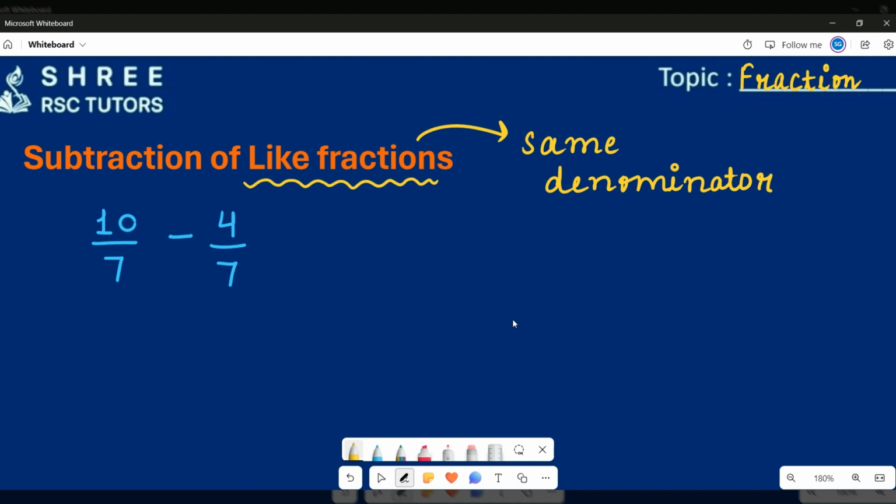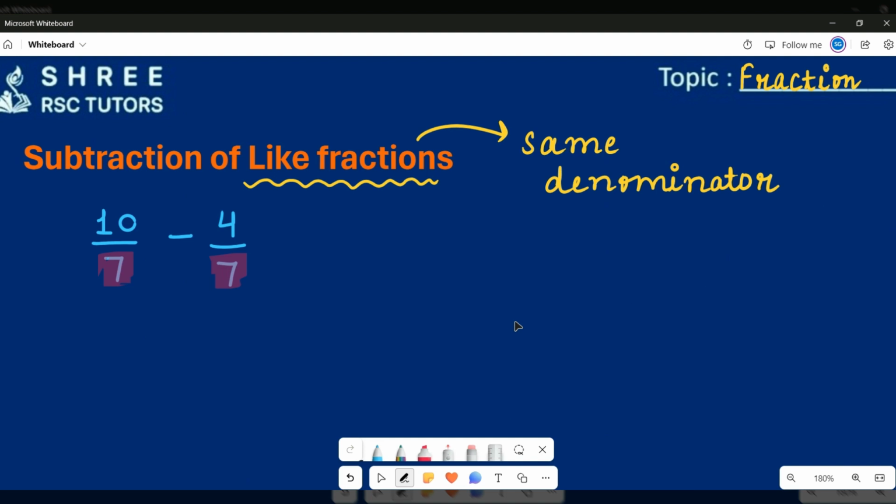And as you can see, we have this question in which we have two fractions. The first fraction is 10/7 and the second fraction is 4/7. That means we can see that both of the fractions have the same denominator. That means both of them are like fractions. Now, today we will also learn how we can subtract two like fractions.